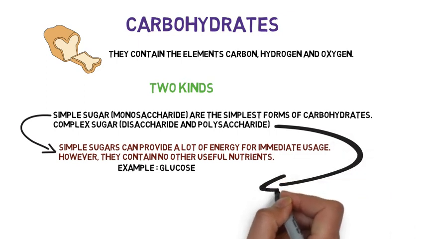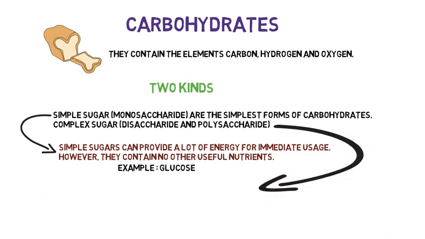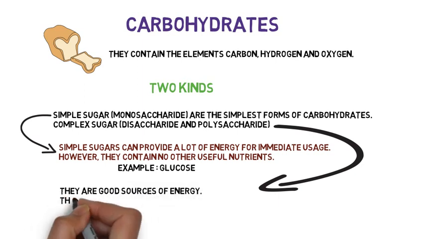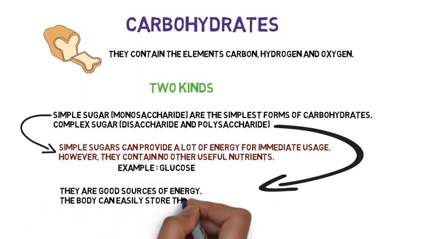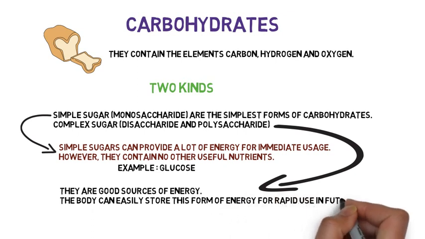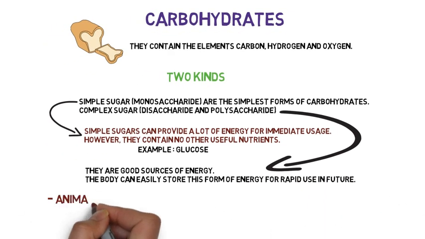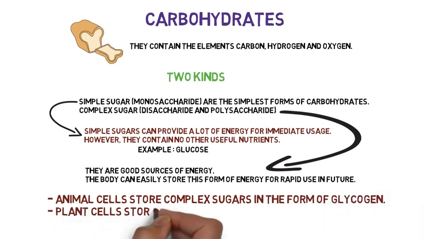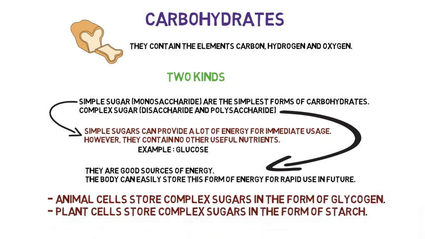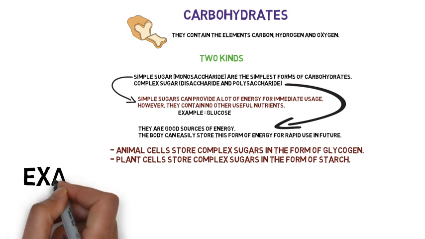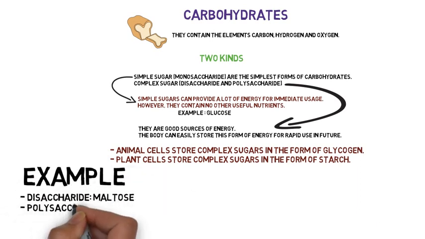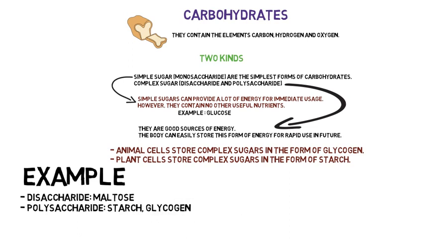Complex sugar, disaccharide and polysaccharide. These are good sources of energy. The body can easily store this form of energy for rapid use in the future. Animal cells store complex sugars in the form of glycogen. Plant cells store complex sugars in the form of starch. Examples: disaccharide, maltose, polysaccharide, starch or glycogen.